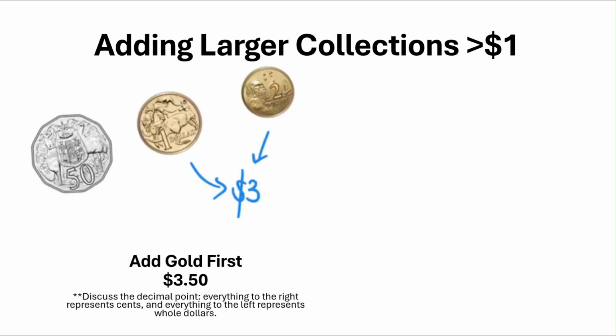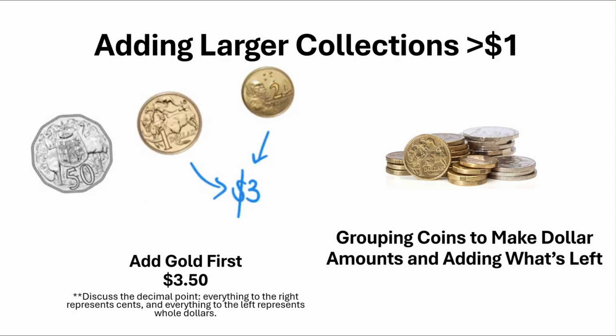All right, so adding larger collections greater than $1. Also, we've got to be talking about the decimal point. Discussing the decimal point, everything to the right represents cents, everything to the left represents whole dollars. So if we start layering in this idea of gold coins, $1 equals 100 cents, $2 equals 200 cents. So we're once again using that count on from largest strategy, count my gold coins, and then add what's left.